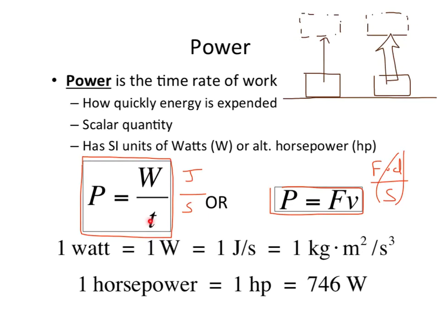So in this case, the units would be newton meters per second. And really, a newton meter is what a joule is. But those are two ways of determining power. The unit for power is a watt. 1 watt is a joule per second, or a newton meter per second.